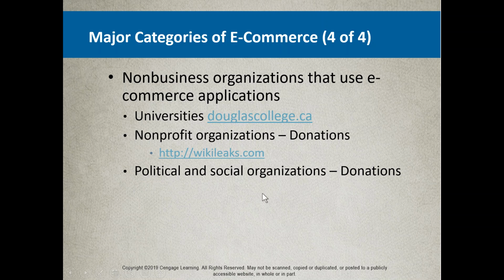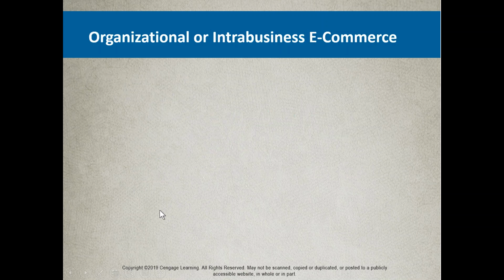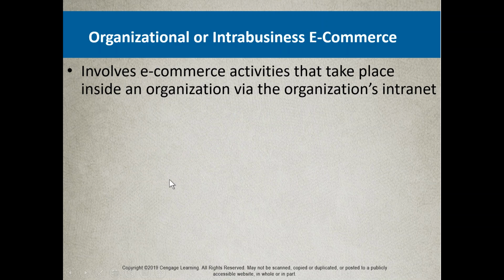Political and social organizations would be another example of those. So I guess anything that has an .org would be a definite giveaway that it is not-for-profit. .com is commercial. They are for profit. So that's a very clear distinction in the e-commerce world between those two.